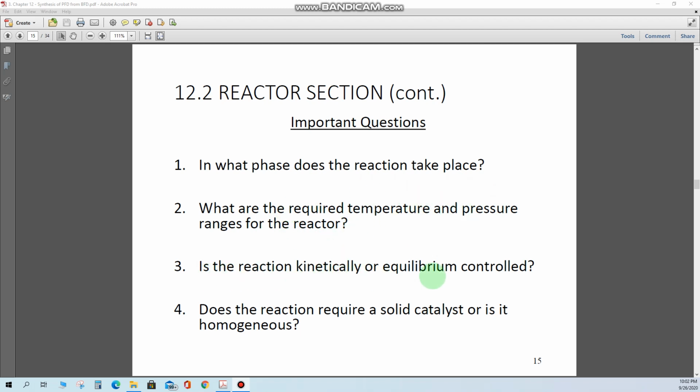Is the reaction kinetically or equilibrium controlled? You have to see whether it is a kinetically controlled reaction or an equilibrium controlled reaction. Does the reaction require a solid catalyst or a homogeneous one? Different kinds of catalysts are in the market. It can be a solid catalyst or a liquid catalyst, or you can have a homogeneous one. For example, you have a liquid based reaction and the catalyst is also in the liquid phase. That kind of process is homogeneous catalysis. So you can study those catalysts that can be suitable for your process.